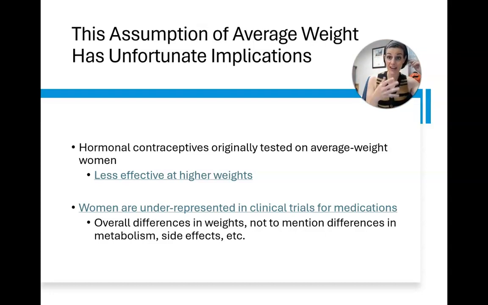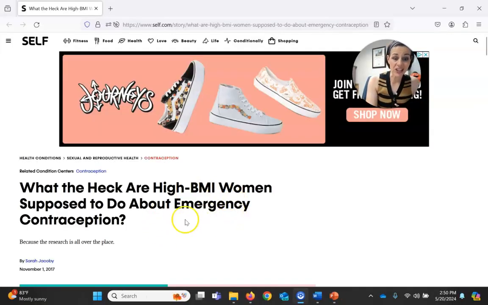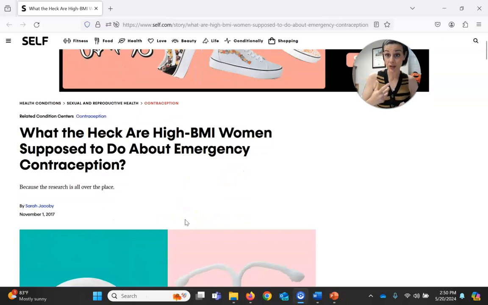That's an issue to bring up in my health psychology class. But this has some really important implications. For example, a lot of women take hormonal contraceptives to prevent things like pregnancy. But hormonal contraceptives were originally tested on average weight women. As a result, one of the things that we didn't know is what this would look like on women at higher weights. And one of the things that we do find is that hormonal contraception is less effective at a higher weight. This is especially true for things like emergency contraception.